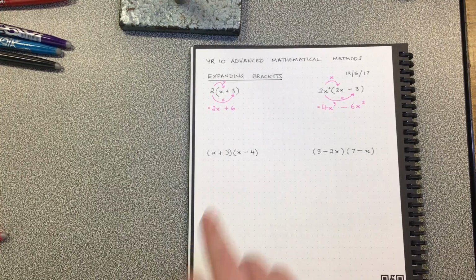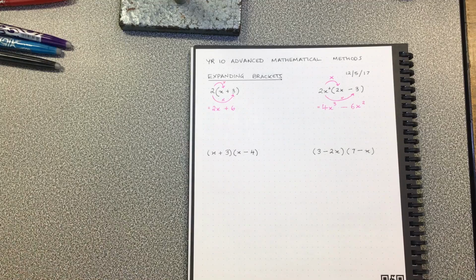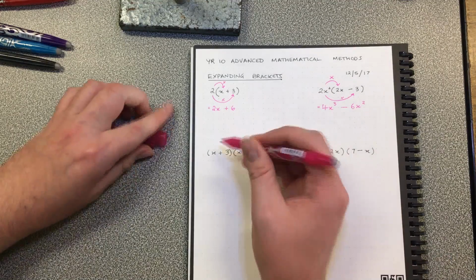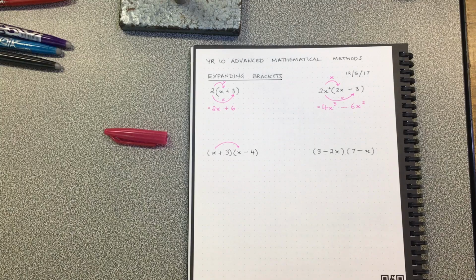So now we need to work out when I've got 2 sets of brackets. Again, this is referred to as FOIL: first, outer, inner, last.